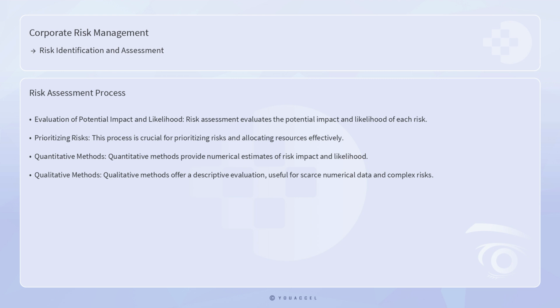Once risks are identified, the next critical step is risk assessment, which evaluates the potential impact and likelihood of each risk. This process is crucial for prioritizing risks and allocating resources effectively. Quantitative and qualitative methods are employed to assess risks. Quantitative methods, such as probability distribution and statistical analysis, provide numerical estimates of risk impact and likelihood. Qualitative methods, like the Delphi technique and risk matrices, offer a more descriptive evaluation, which is particularly useful when numerical data is scarce or when dealing with complex, multifaceted risks.